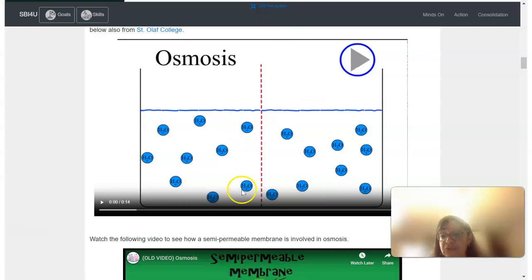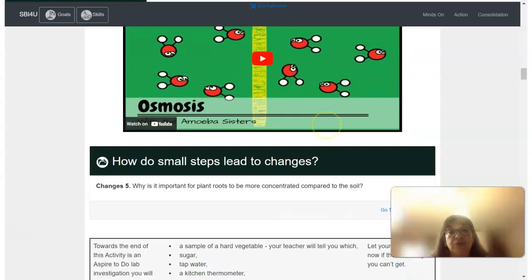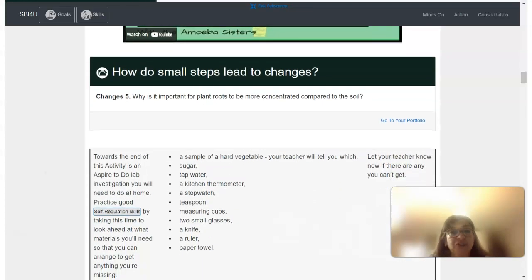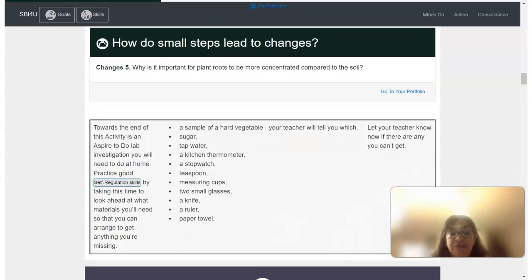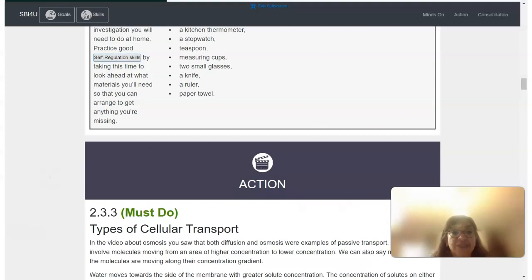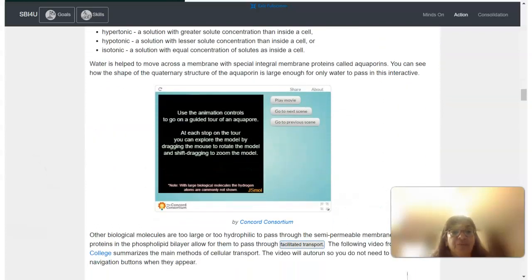So for osmosis to take place, there should be a semi-permeable membrane. There should be two different concentrations, and water moves from the more water to the less water, so from the less solute to the more solute. The video of osmosis is an excellent video. Just watch any of the two videos, write your notes, and put them in your portfolio.